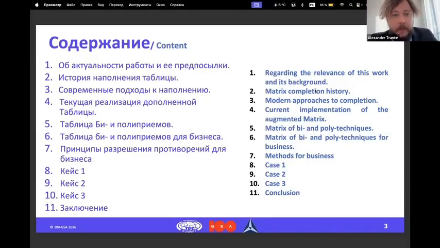I would like to speak about a few points in my presentation. You see them on the screen. I will start by speaking about why we decided to update the Altshuler matrix. I would like to remind you a little bit about how this table, this matrix, was drawn up and formed. We will look at modern approaches to fill out this matrix and look at different options of existing matrices developed by our team. Then after that, we will also focus specifically on a few cases.